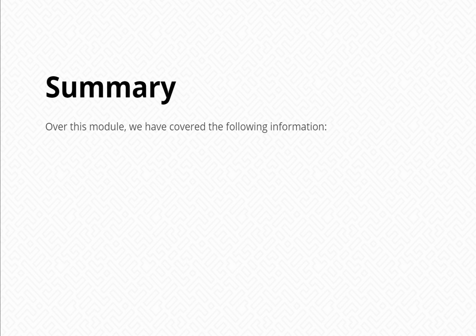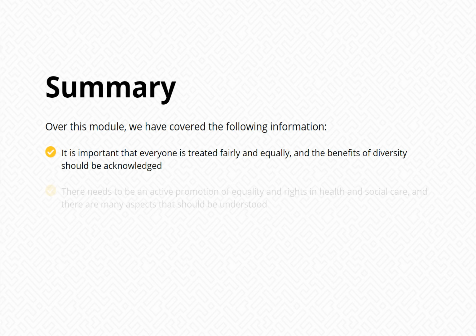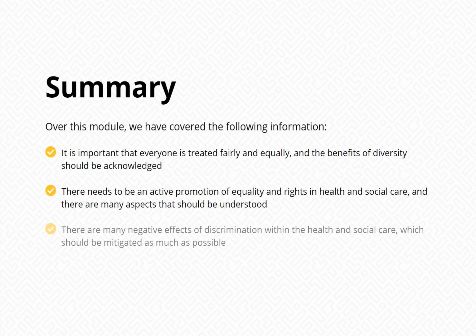Summary. Over this module, we have covered the following information. It is important that everyone is treated fairly and equally, and the benefits of diversity should be acknowledged. There needs to be an active promotion of equality and rights in health and social care, and there are many aspects that should be understood. There are many negative effects of discrimination within health and social care, which should be mitigated as much as possible.